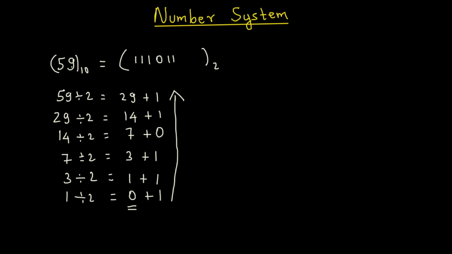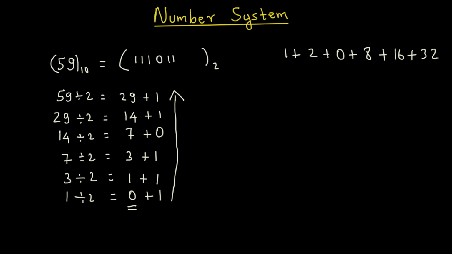If you want to convert this one again into decimal, you can try that. You start from 2 power 0 location, then 2 power 1, 2 power 2, 2 power 3, 2 power 4, 2 power 5, and so on. So 2 power 0 times 1 is 1, and 2 power 1 times 1 is 2, and 2 power 2 times 0 is 0, and 2 power 3 times 1 is 8, and 2 power 4 times 1 is 16, and 2 power 5 times 1 is 32.